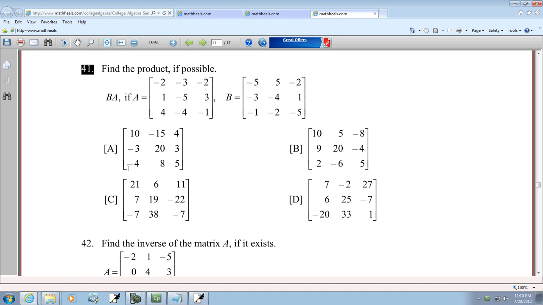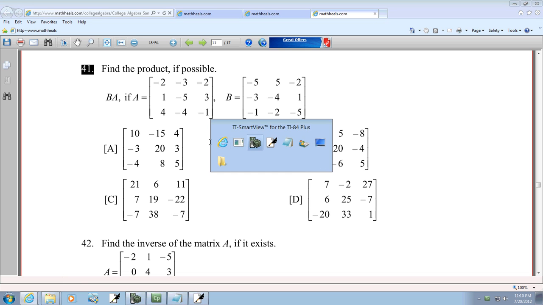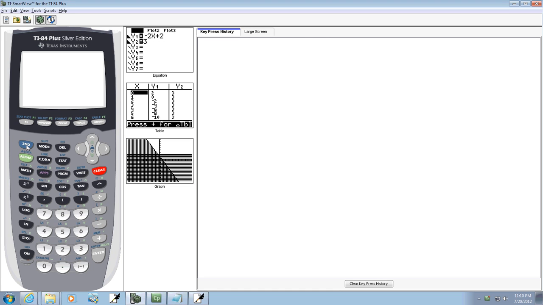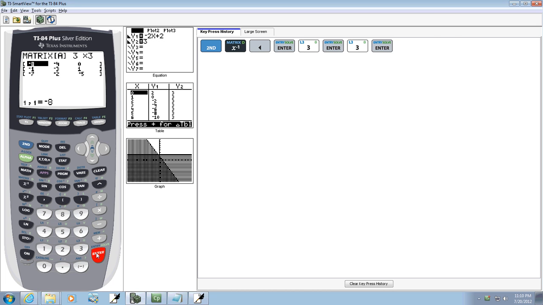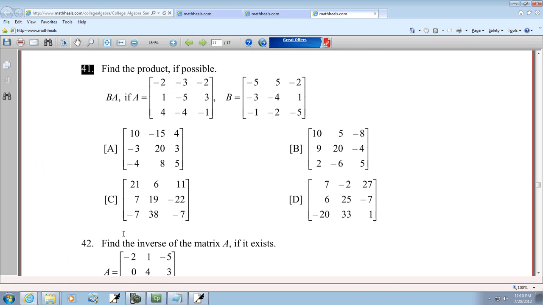Okay, let's take a look at number 41 on our calculator first, and then we'll do it by hand. We're to find a product, B times A, given those two matrices. So let's go input those matrices in our calculator. So I'll go to my matrix menu, second, x to negative 1. If you're on a TI-83, not a TI-83 Plus, you have to go into your matrix button, the MATRX. Left arrow over to edit, do enter on A, and these are 3 by 3s, so I do 3 enter, 3 enter. Then we'll put in our numbers.